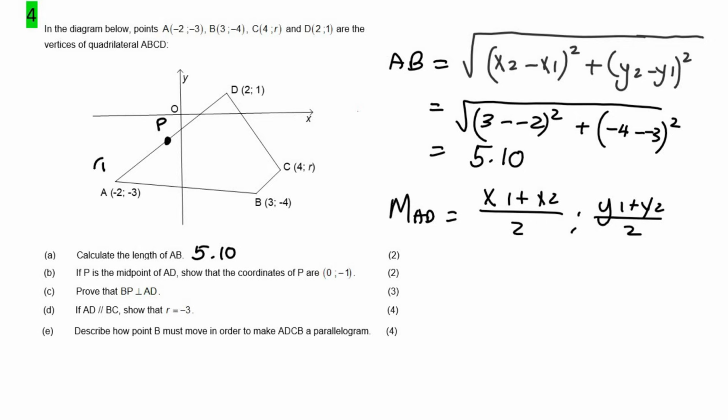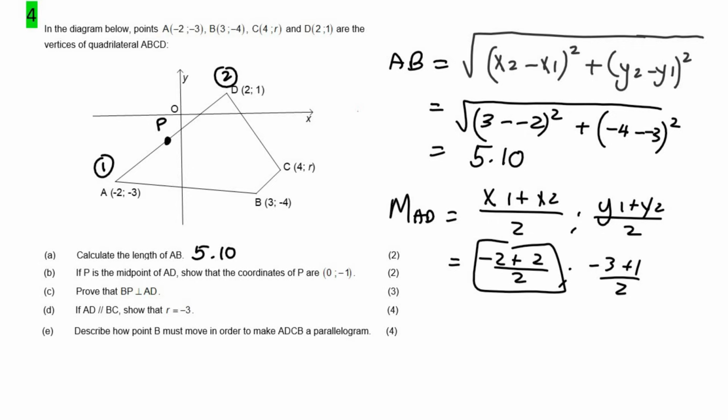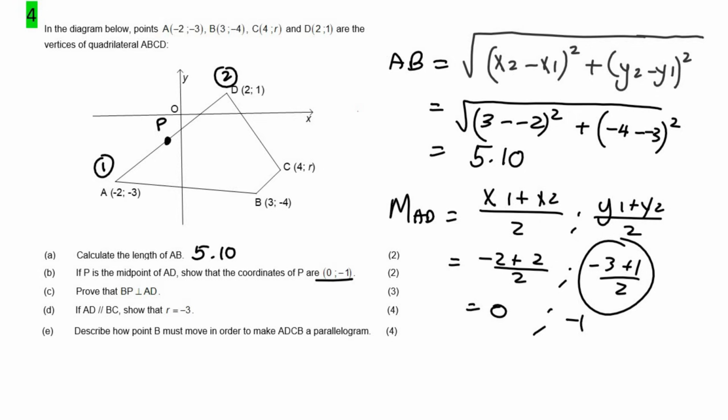And so I'm going to use this as my point 1, and this as my point 2. And so that would give minus 2 plus 2 over 2, and then minus 3 plus 1 over 2. And so if you had to work out this part, you get 0. And if you had to work out this part, you get minus 1. And so we do get the coordinates of 0 and minus 1 for P.